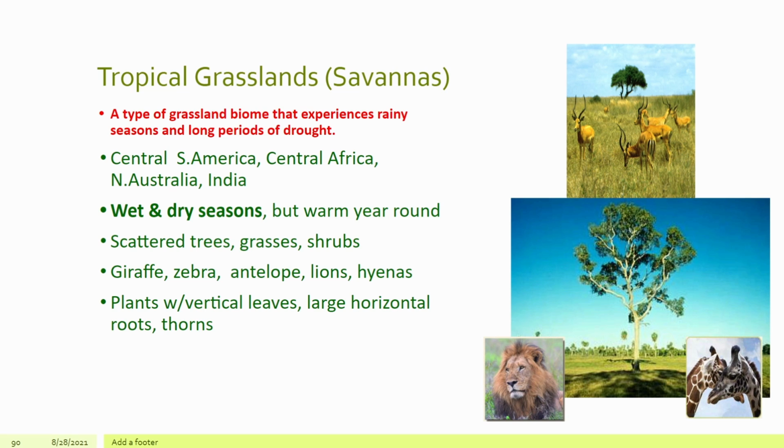This is where you would see something like a giraffe, a zebra, antelope, a lion, or hyena. Tons of plants with vertical leaves and large horizontal roots or thorns. We tend to see a lot of growth at only the top levels or branches of trees because of predation or the grazing from animals that eat the bottom parts. Something like the movie The Lion King occurred in a tropical grassland, a savanna.